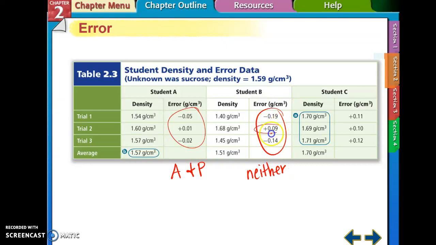Now this second trial right here, you could say student B was accurate on trial 2, and I would take that. So they're neither accurate nor precise, except maybe on trial 2, student B was accurate.